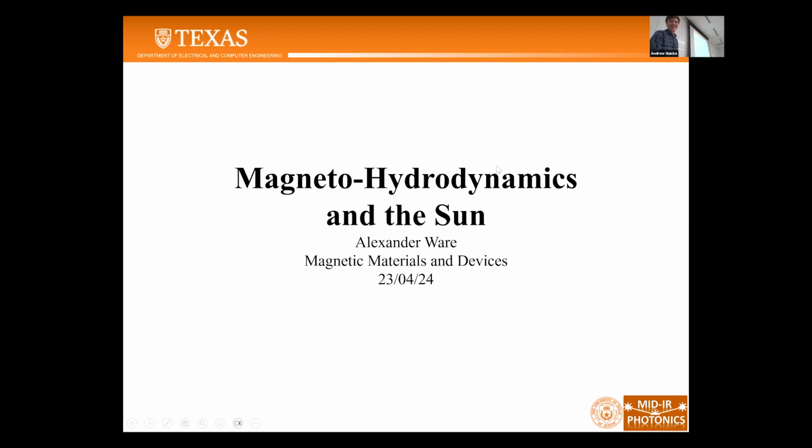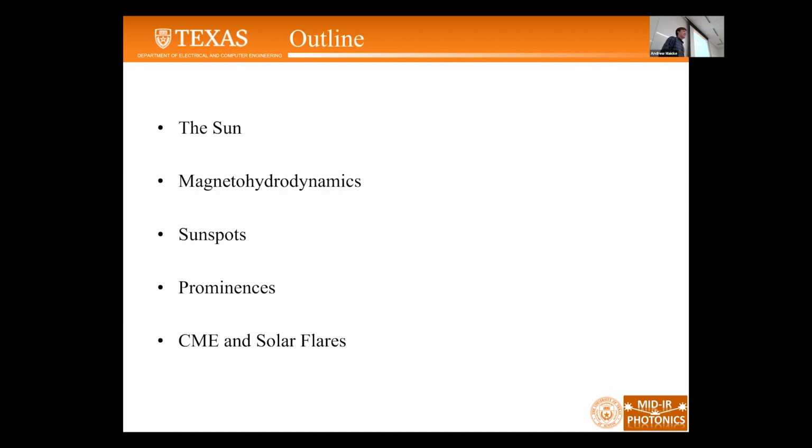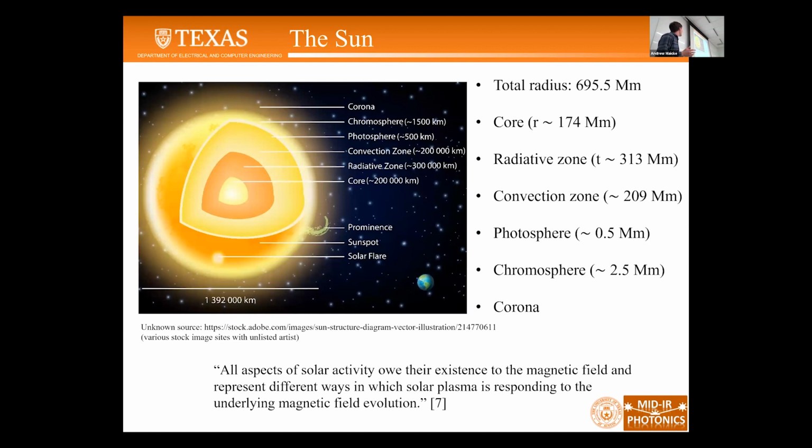So I'm going to start by giving a description of the sun and an introduction to Magneto-Hydrodynamics, and then I'll use that as a lens to focus in on various solar phenomena, including sunspots, prominences, and coronal mass ejections / solar flares. So the sun is a big ball of plasma, and it's got 6 distinct zones.